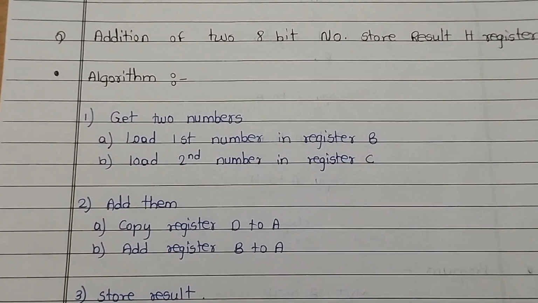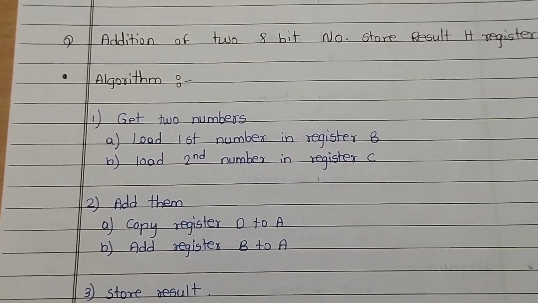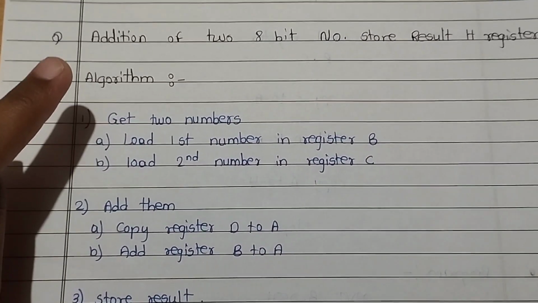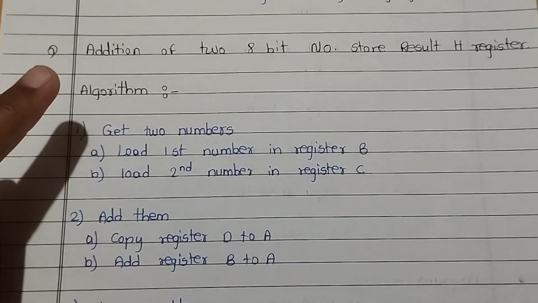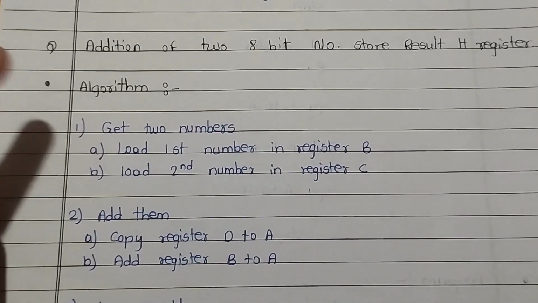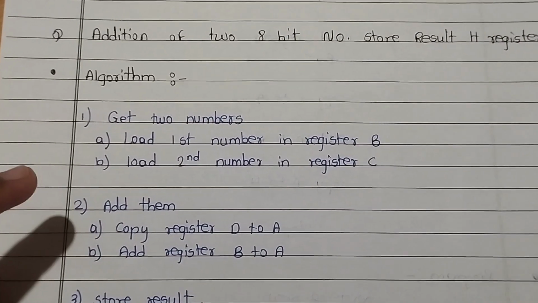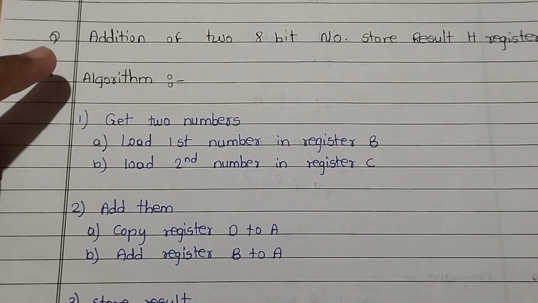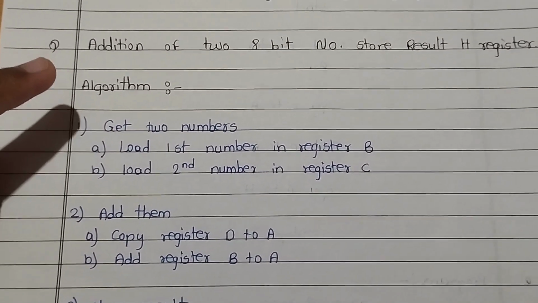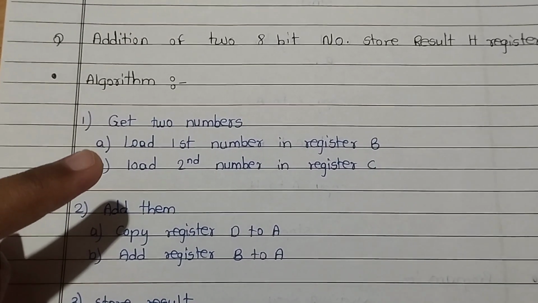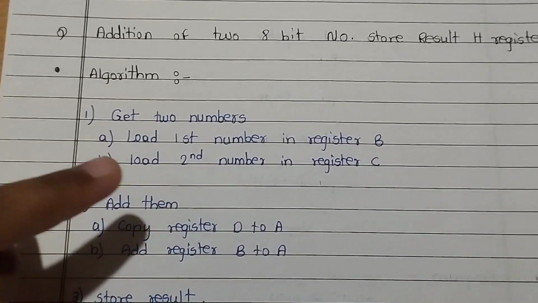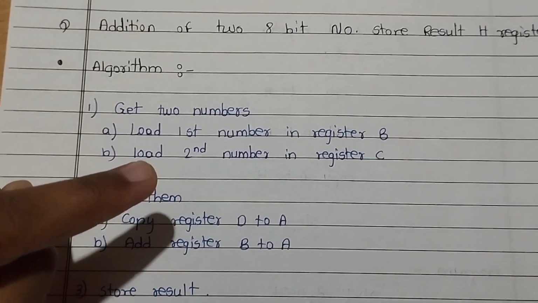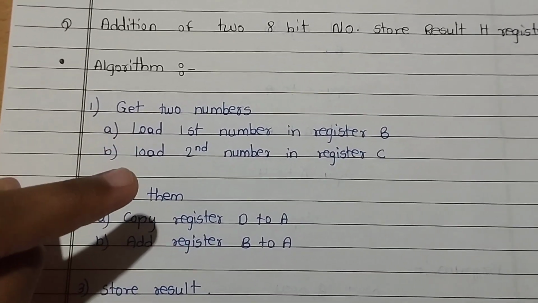Now we start to draw the flowcharts and write the algorithms. So first, the given problem statement is addition of two 8-bit numbers, store the result in the H register. So now how to write the algorithm? First, get two numbers, because what is in the question? Addition of 8-bit numbers. So first we load the first number in register B, then load the second number in register C. It is up to you which register you want to use to store the 8-bit numbers.